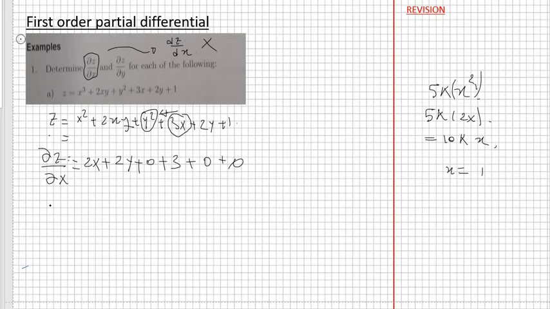So in other words, the derivative of z with respect to x is equal to 2x plus 2y, and then you also have 3. So you have 2x plus 2y plus 3. So that's the answer.